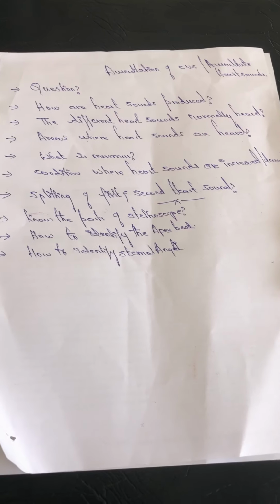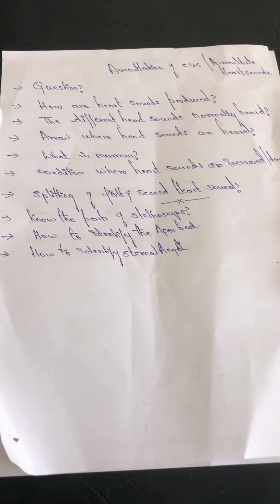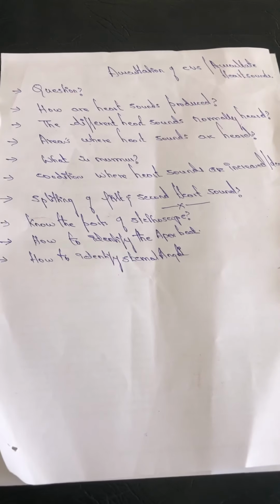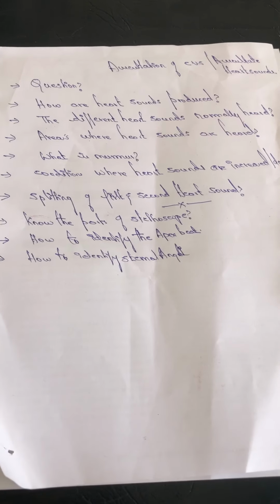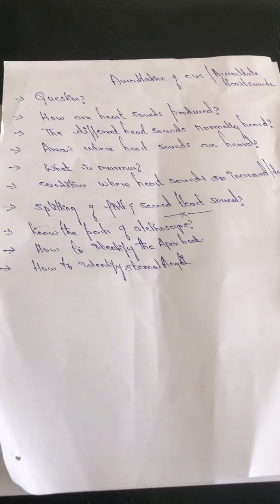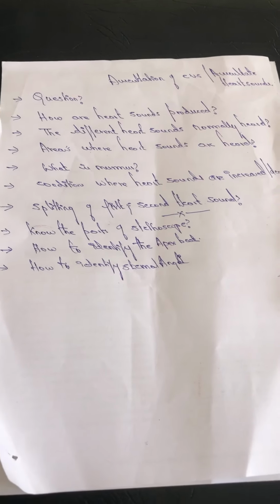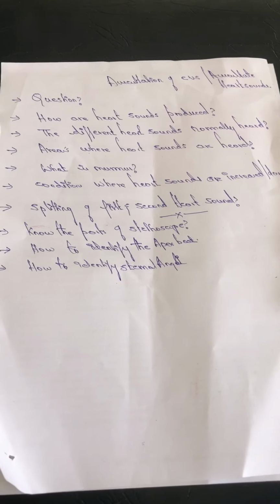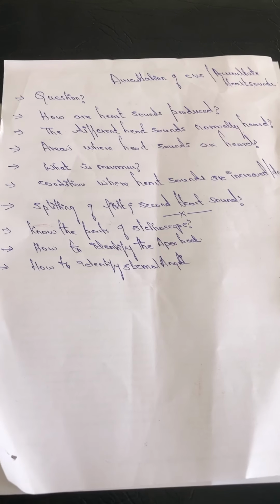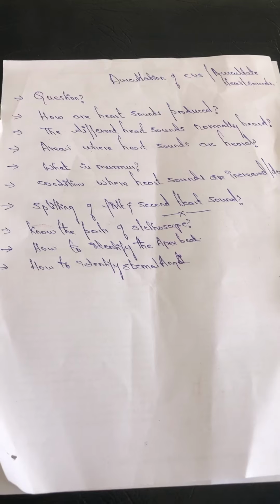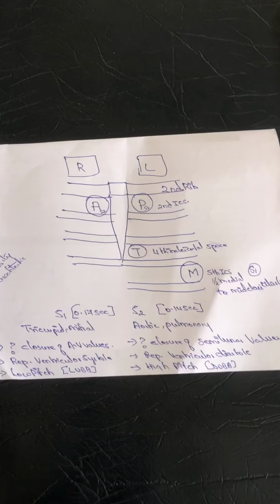Before going to the topic proper, you should have an idea about the parts of the stethoscope. So the stethoscope has earpiece, it has the bell and diaphragm. You should be able to identify which part is the bell and which part is the diaphragm. And second one is how to identify the apex beat. It is most important to know how to identify the apex beat, and you should also know how to identify the sternal angle.